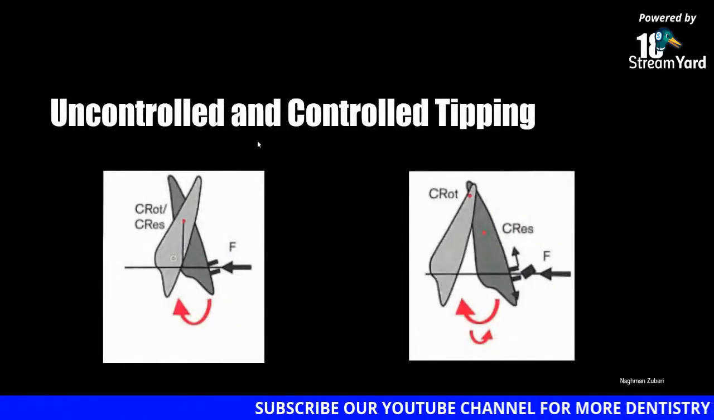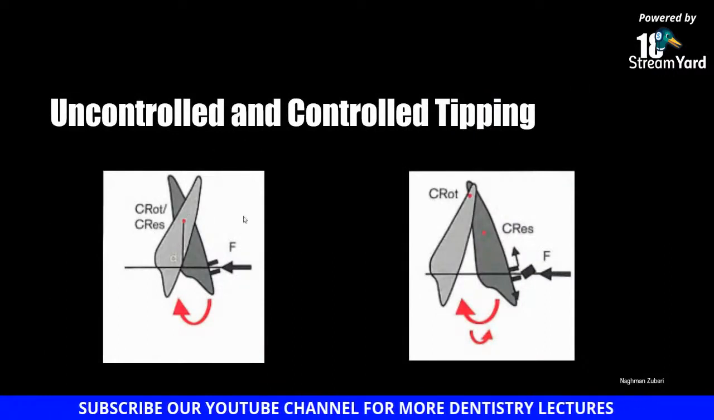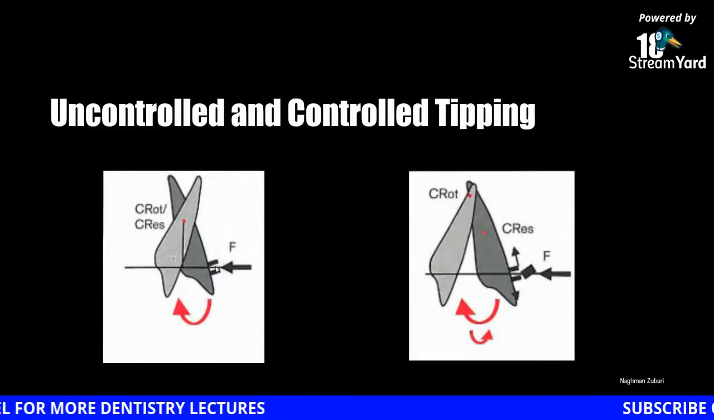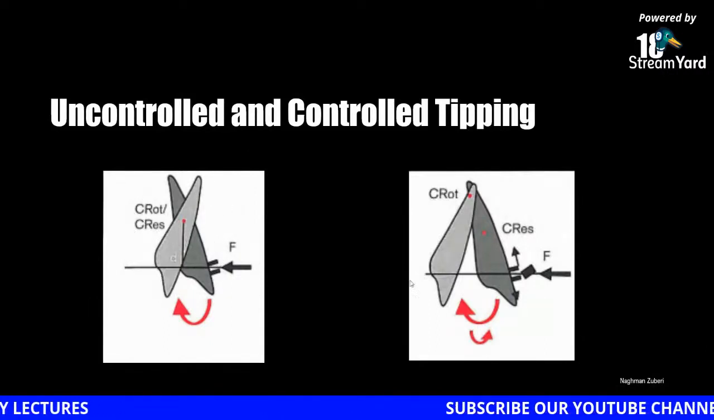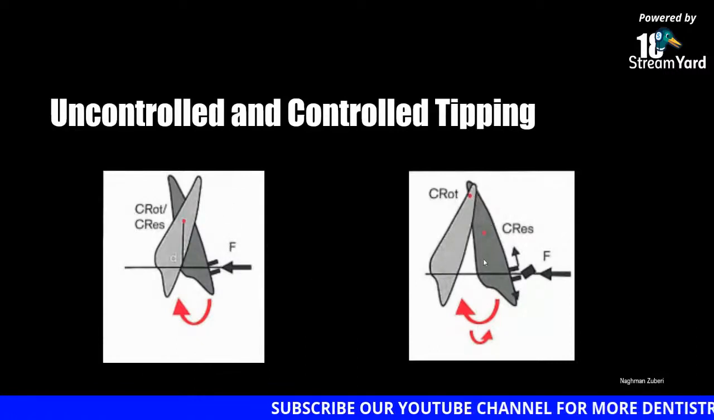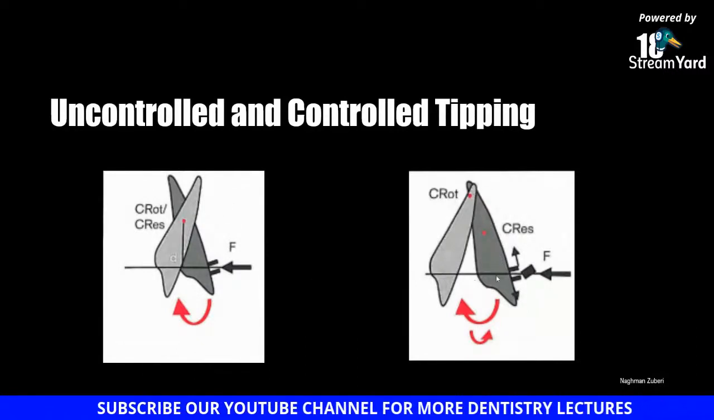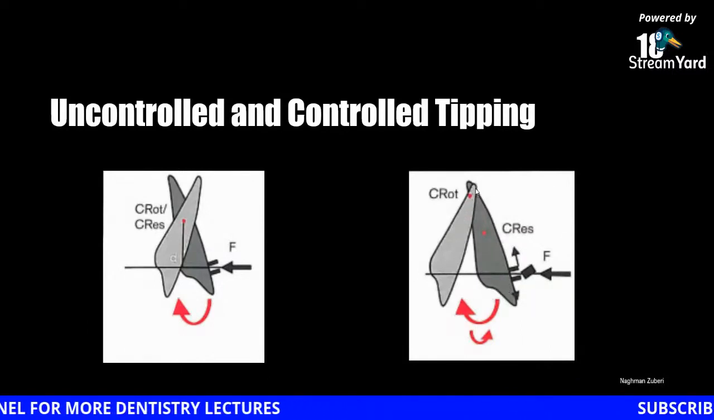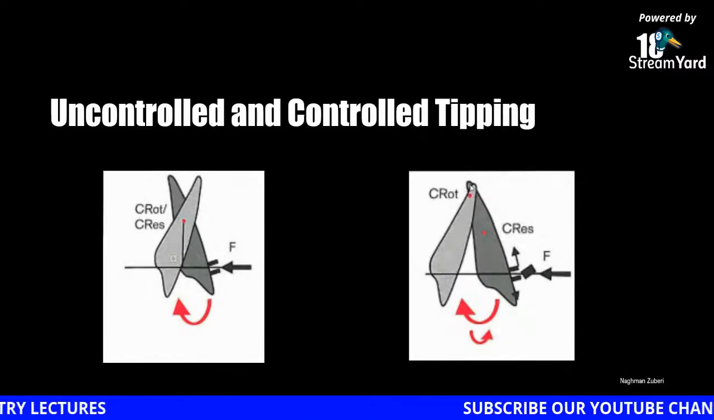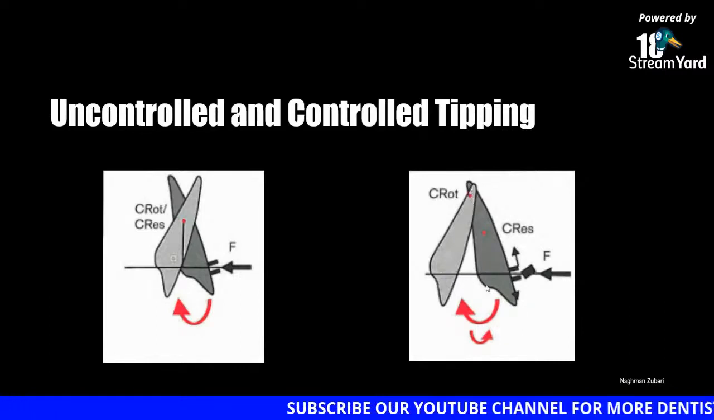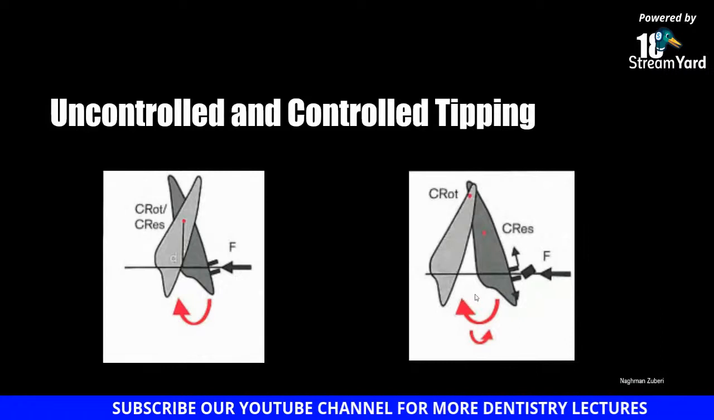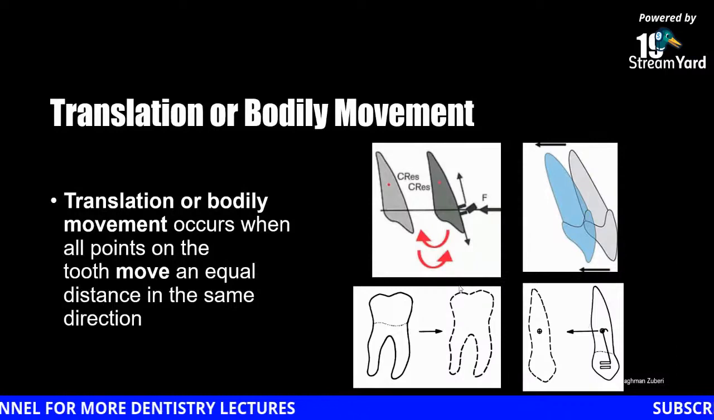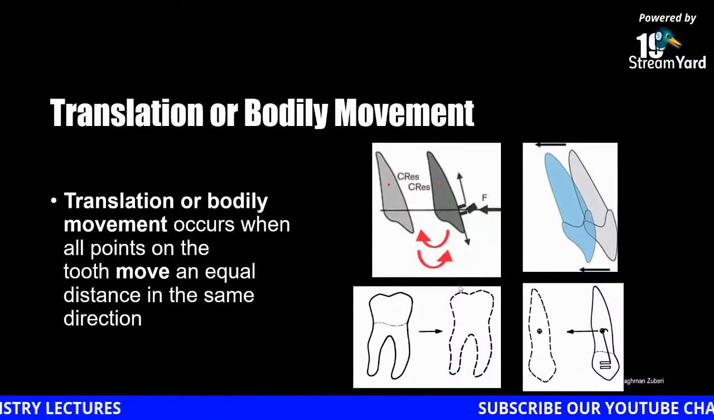Well, tipping could be uncontrolled, as I have already mentioned in this case, and usually using the removable appliances, it is going to be uncontrolled tipping. It could be controlled tipping as well. Like we know that, okay, only we want to move the crown, we are not going to move the root. So over here, very minimal movement of the root is going to occur and maximum tipping of the crown is going to be done. We will discuss these in our subsequent lectures, how we do the controlled tipping, how we do the uncontrolled tipping.